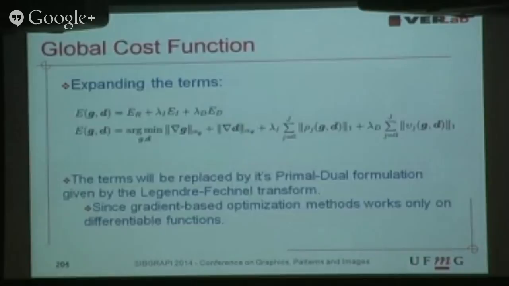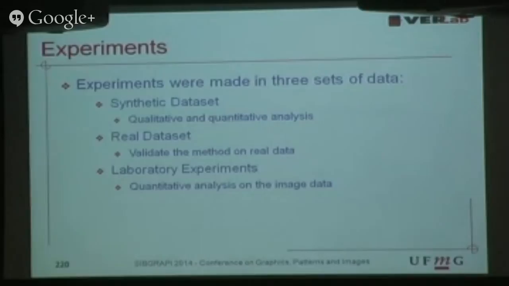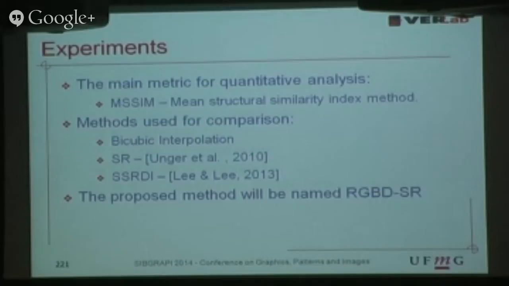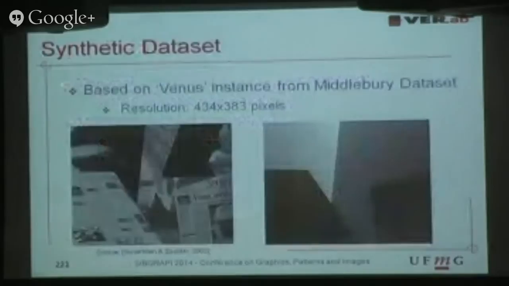So let me move on, since I have very short time, to the experiments. Some experiments were performed with a synthetic data set and with a real data set, both in the lab. The comparison was performed with the standard bicubic interpolation, which is standard for this type of work, what we call SR, which is by Unger, and SSRDI, which is by Lee, and of course the method that we propose, which is called RGBDSR. These are the synthetic images that you know from the Middlebury data set.